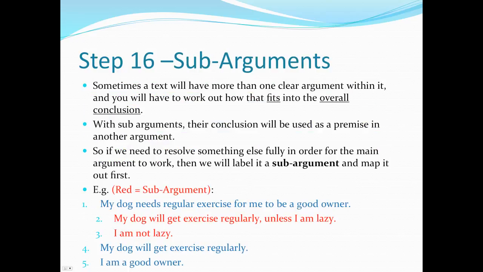Step 16. Sub-arguments. Sometimes a text will have more than one clear argument within it, and you will have to work out how that fits into the overall conclusion. With sub-arguments, their conclusion will be used as a premise in another argument. So, if we need to resolve something else fully in order for the main argument to work, then we will label it a sub-argument and map it out first. E.g., in red, you can see the sub-argument.